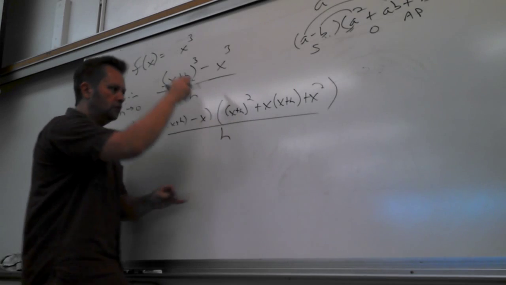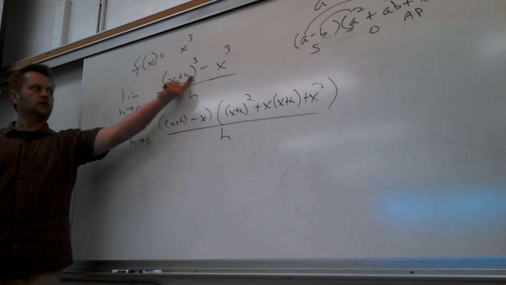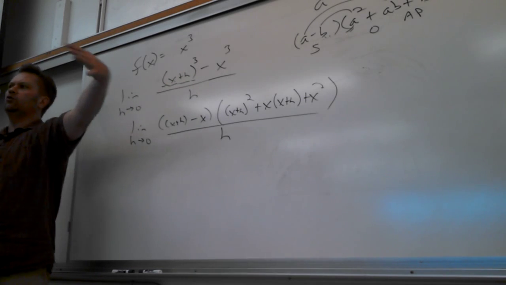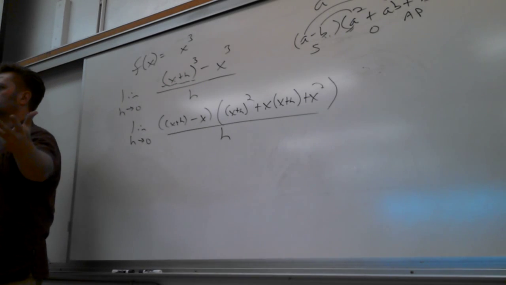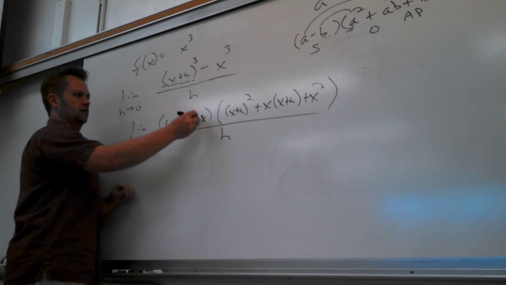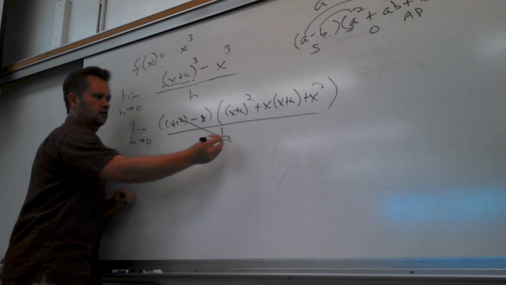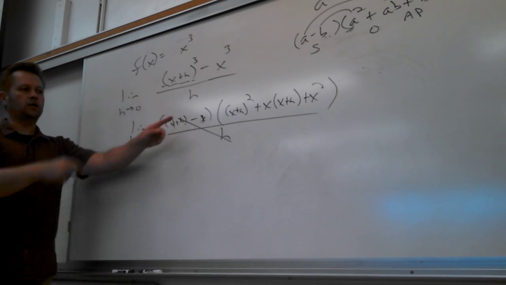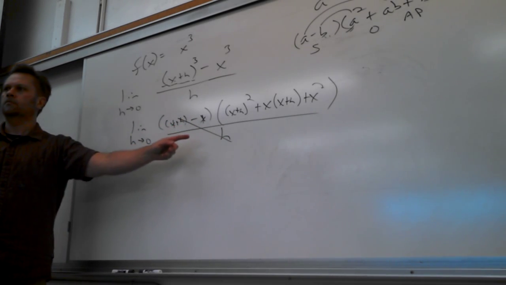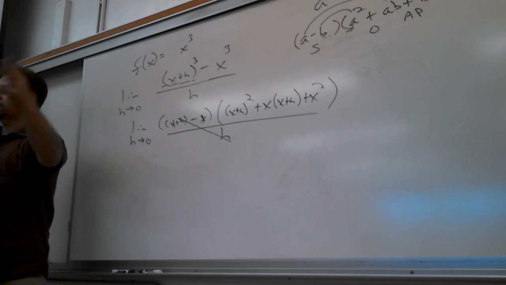And by the way, you do not have to do this. I just want to show you a different way. You could just cube that bad boy. That's fine. So this is just going to be h, and that's going to cancel. And see, now I can just plug 0 in because I killed my problem. Dead. 0 over 0, no more, because I killed the part that was making it 0, right?